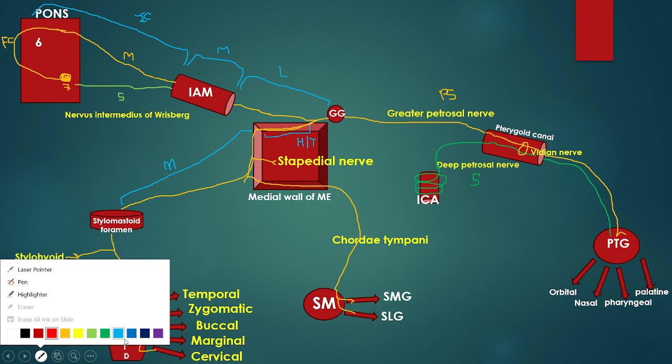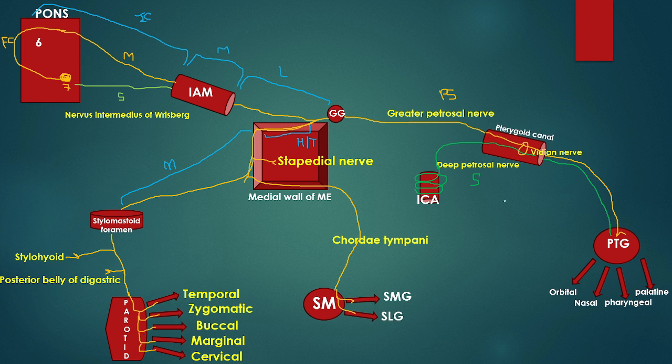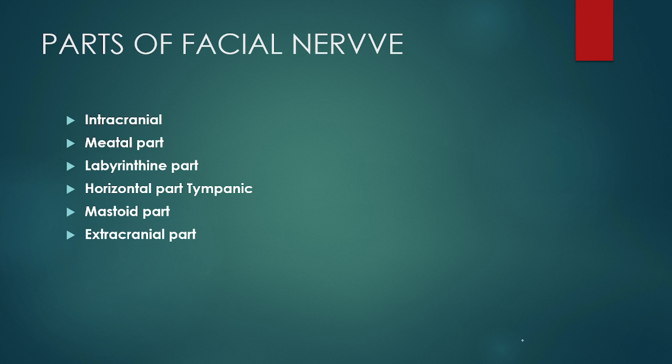And of course, whatever part is outside the cranium, that is the extracranial part, right? So till now, how many parts did we discuss? The intracranial part, meatal part, labyrinthine part, horizontal part or the tympanic part, mastoid part and the extracranial part of the segments of the facial nerve.